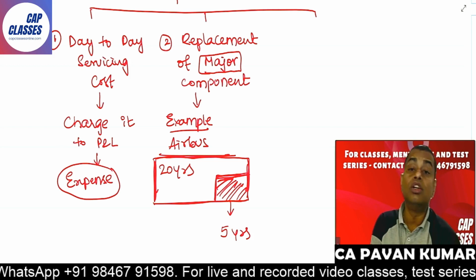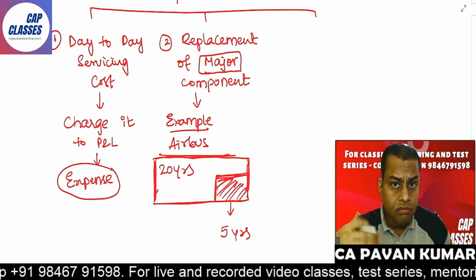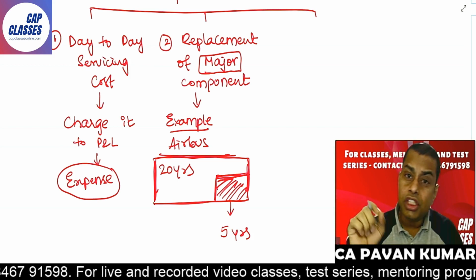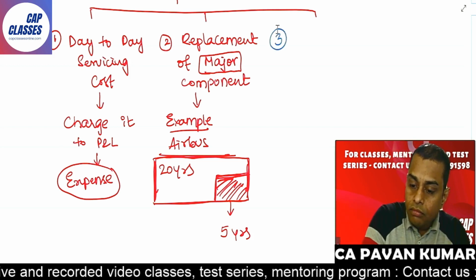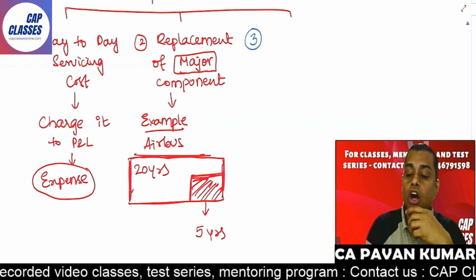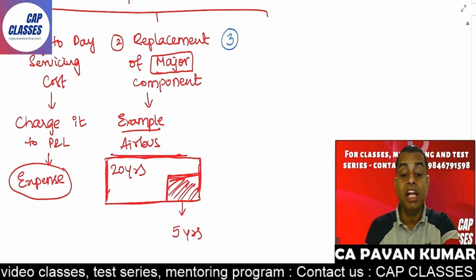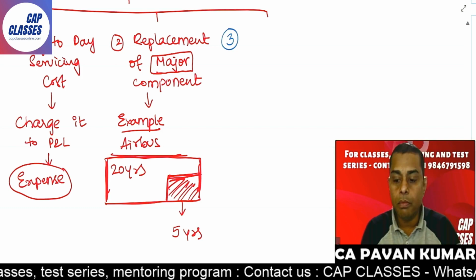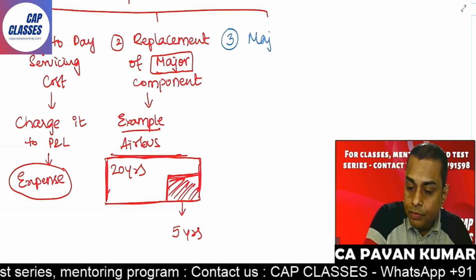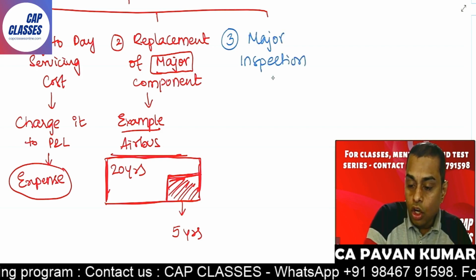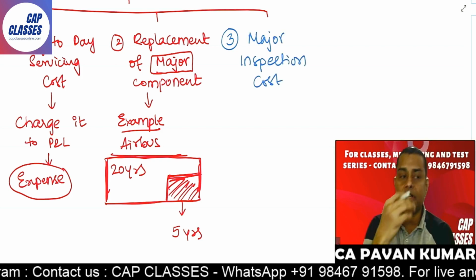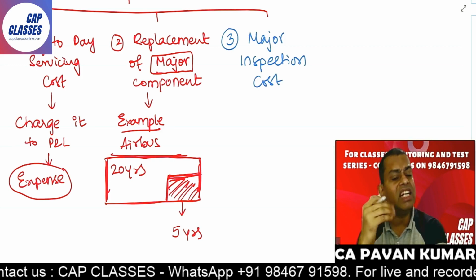Now let us go one step ahead to check what this third subsequent cost is. The third subsequent cost is major inspection cost, or inspection cost you can call it. Now, what is this major inspection cost?